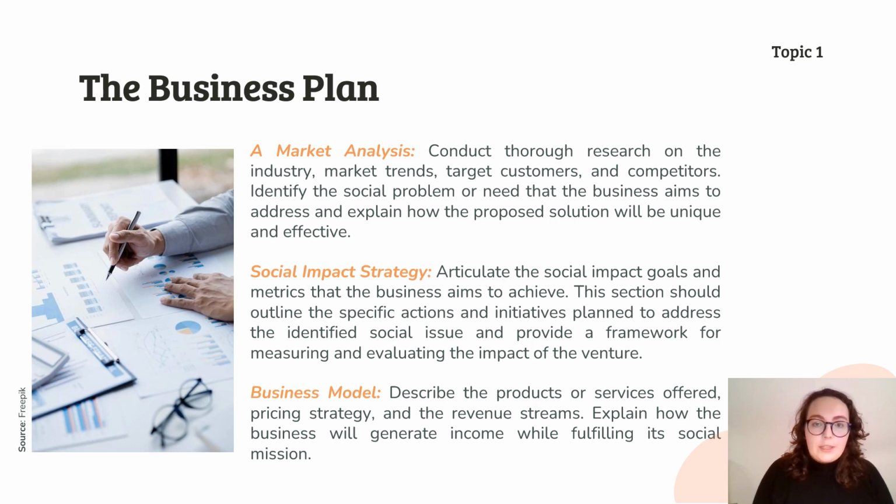Next is the social impact strategy. This is where you articulate the social impact goals and the metrics that the business aims to achieve. This section should outline the specific actions and initiatives planned to address the identified social issue and provide a framework for measuring and evaluating the impact of the venture.